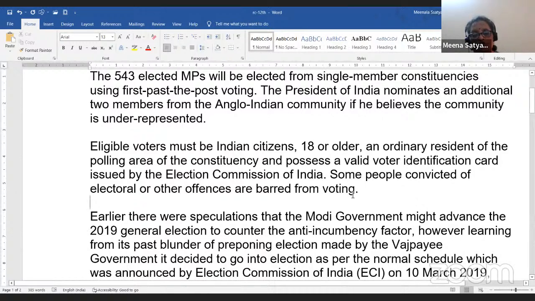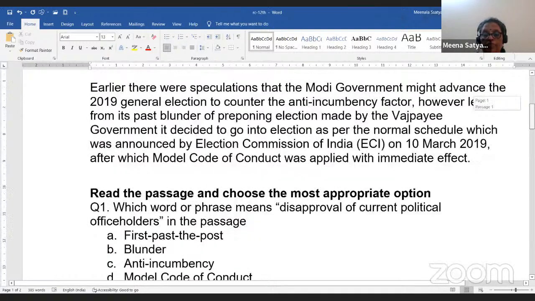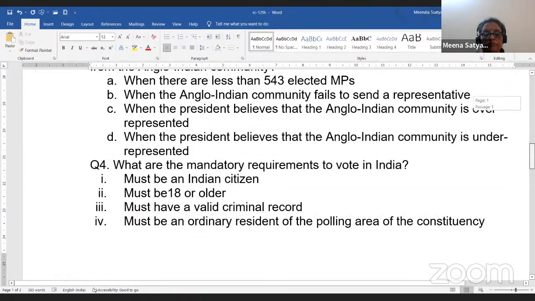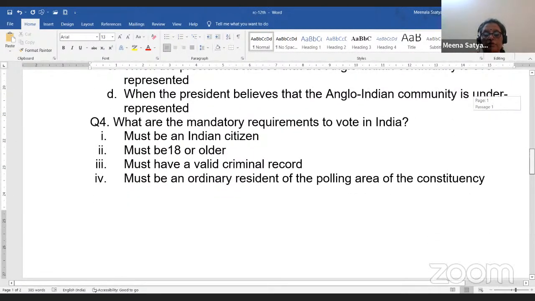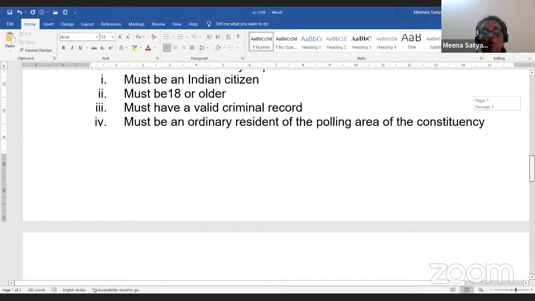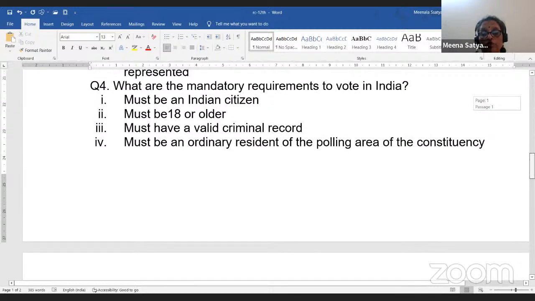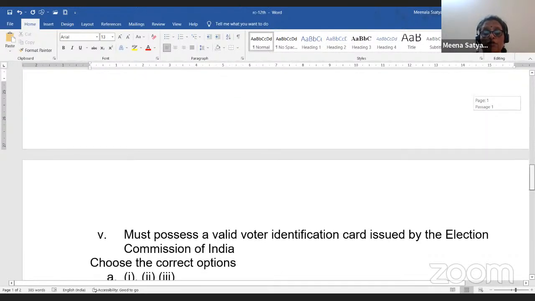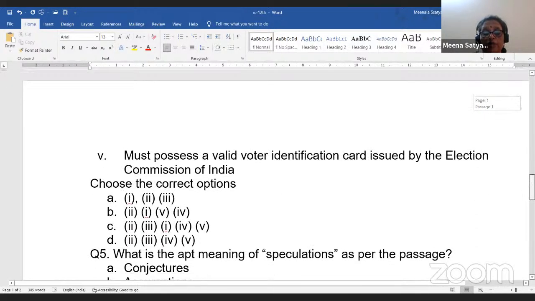You got Indian citizen, 18 years. You got the voter's ID. Let's see. And a resident of the polling area. Yes, Indian citizen, right? 18 or older is right. And then must have a valid criminal record is not right. Ordinary resident. So 1 is right, 2 is right, 4 is right, 5 is right.